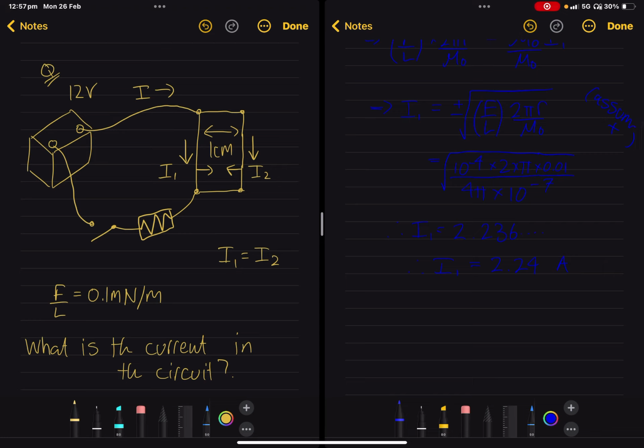Now, if the current in one of them is 2.24, in this split circuit, I1 plus I2 is going to be equal to the total current. Given that they're both equal, this means the total current, I, is going to be 2.24 plus 2.24. This is 4.48. So therefore the current in the circuit is about 4.48 amps. And this is an approximate calculation, but this is good enough in this case. And this is the answer that we're after in this question.